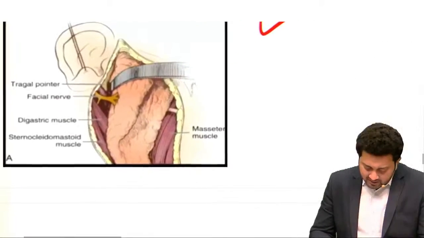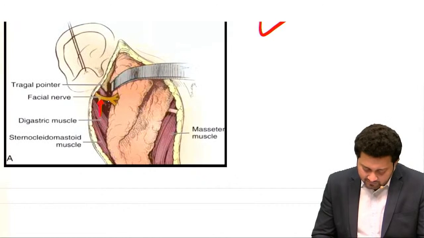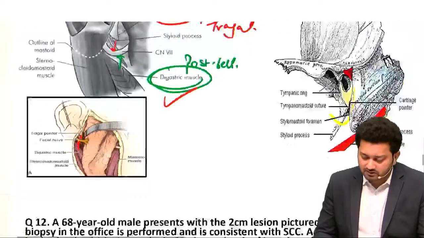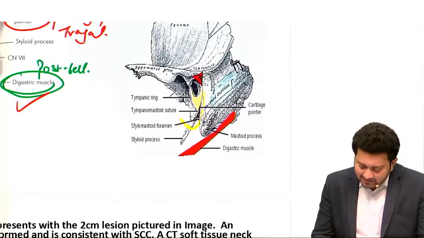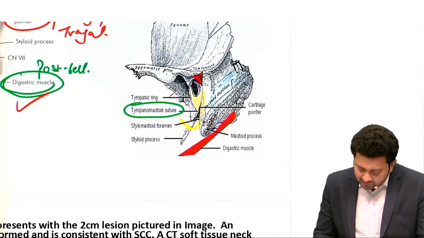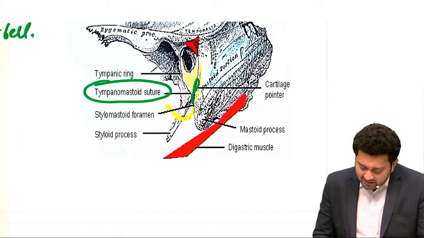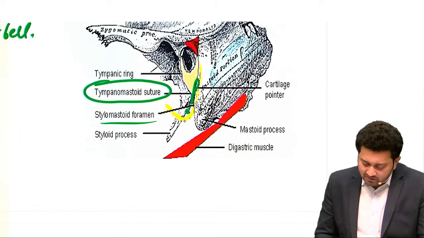Okay, you can see here also the posterior belly of digastric just present here, and the tragal pointer just below there. These two points. The most important, they say, is the tympanomastoid suture line, between the tympanic bone and the mastoid. You can see this area just inferior to this. Tympanomastoid suture line. This is the facial nerve.